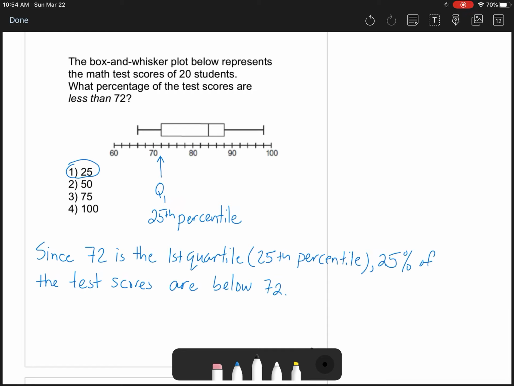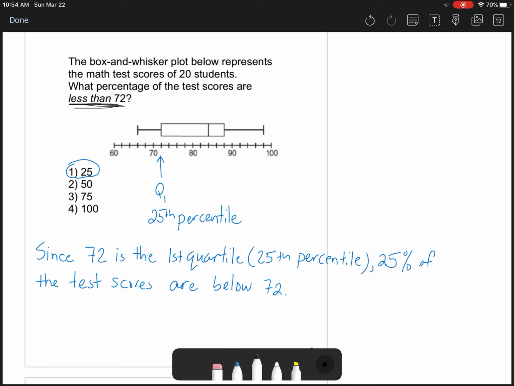Okay, last one. Let's take a look here. It says the box and whisker plot below represents the math test scores of 20 students. What percentage of the test scores are less than 72? So if you take a look on the box and whisker plot, 72 represents the 25th percentile. That's our Q1, our first quartile. If 72 is the first quartile, 25th percentile, that means that 25% of the test scores are below 72. So that's choice A, choice number 1, 25.